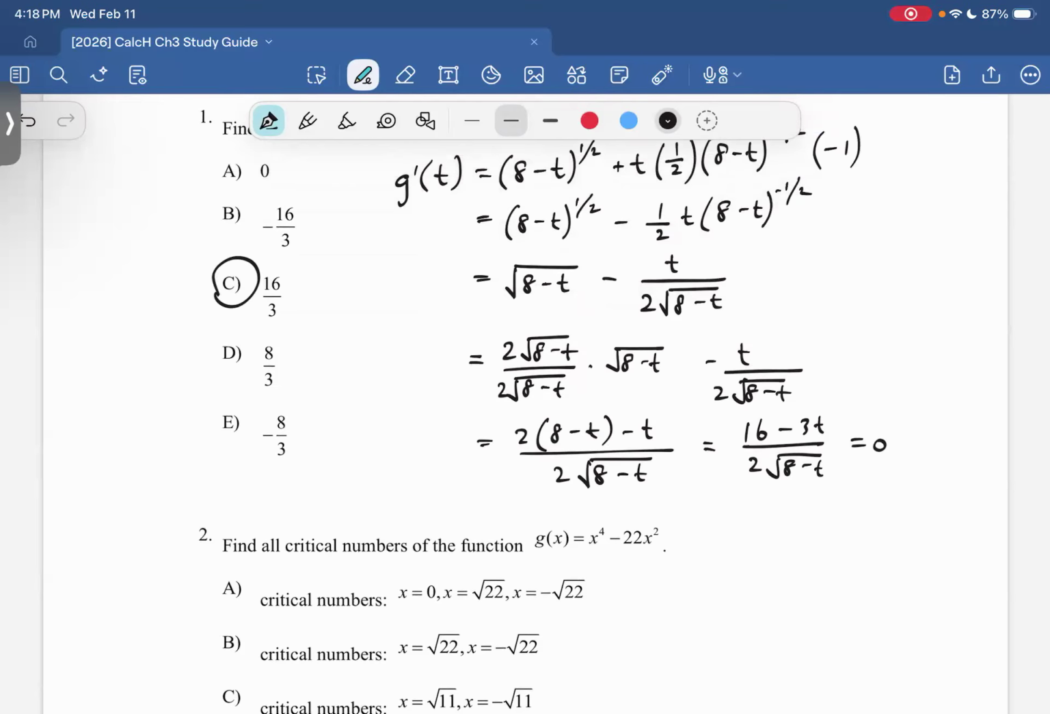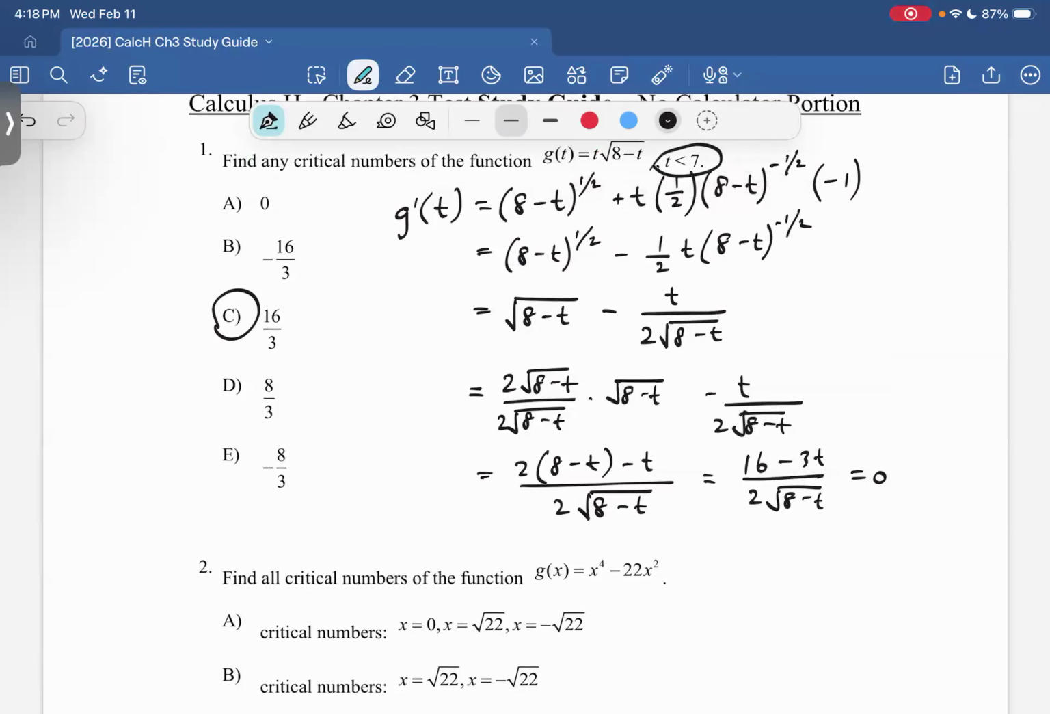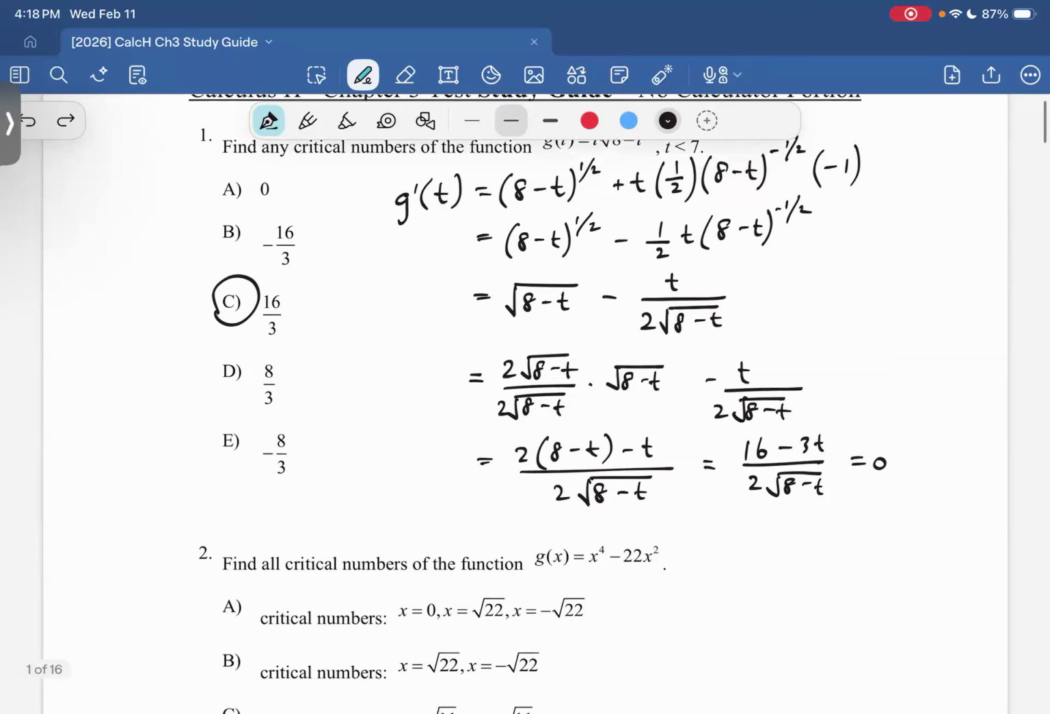Okay? So you might think that t equals 8 is also a critical number, but it's not because my domain is defined as t less than 7.